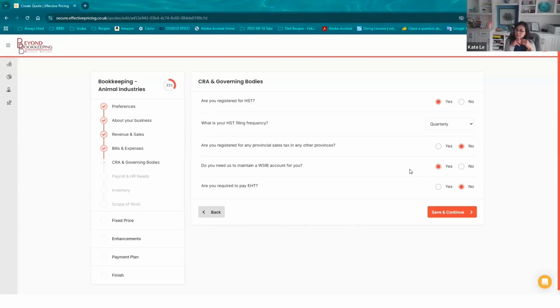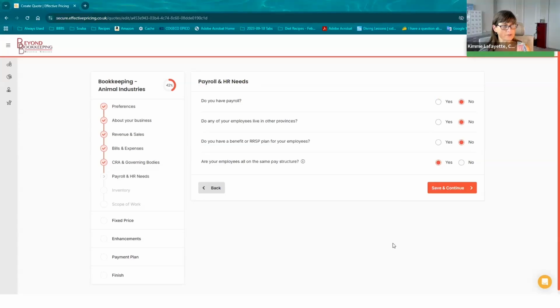Okay. And then also the same thing, EHT is an employer health tax. So again, I have it in the government section because it is a governing body, but it is related to when you have employees. But you're only required to pay this particular tax when you have a very high amount of income. It changes every year. I'd have to look at what it is this year. I think it's 950,000 is the exemption. So you're still quite a ways away from being required to pay that tax. So I'm going to leave that as a no for now. Okay, good. All right, so now we're on our payroll screen.